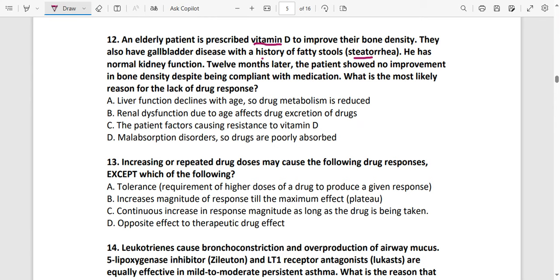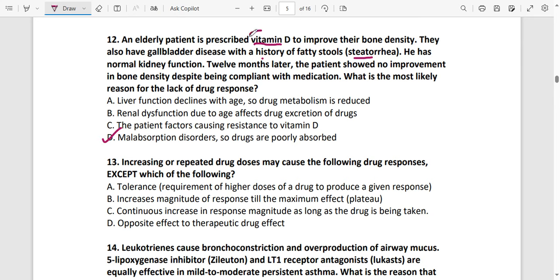Anyone that can help? Anyone? Thank you so much. It's malabsorption.